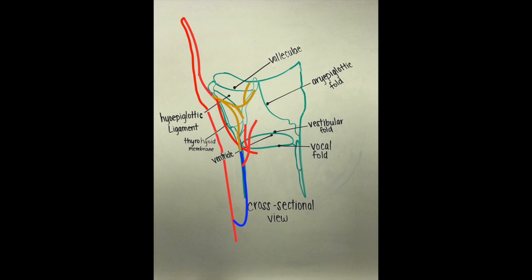Here we have a cross-section of the larynx. You can see here just how long the previously mentioned thyrohyoid membrane spans. Superior and inferior to that, you can see the hypoepiglottic ligament, which stretches from the anterior portion of the epiglottis to the upper border of the hyoid bone, functioning as a connective tissue. Above that are the valleculae, which function to temporarily hold saliva to block the swallowing reflex.